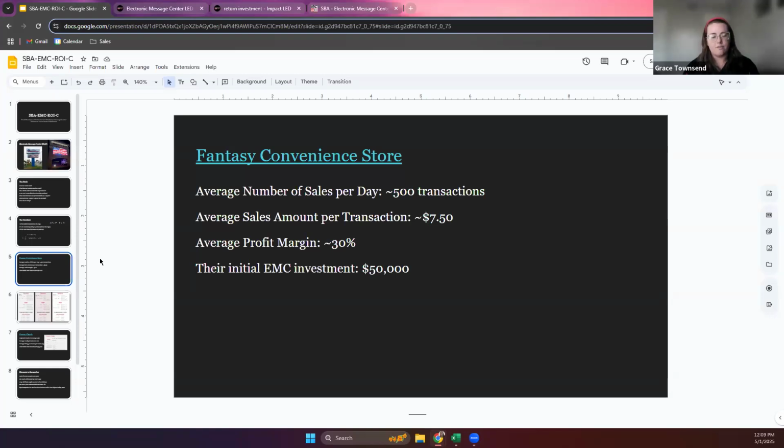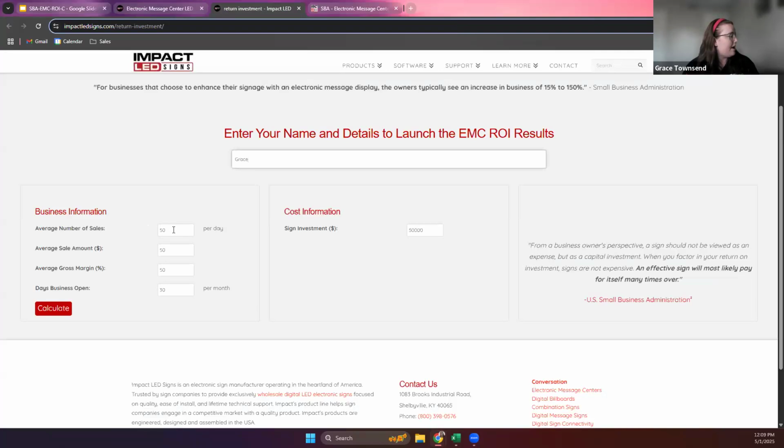That $50,000 covers not only the wholesale cost of the EMC, the dealer's markup, the installation cost, the permitting, everything with the initial purchase of the EMC. $50,000 is a pretty nice sign. So if we jump back over here, average number of sales per day, 500. Average sale amount, $7.50. Average gross margin, 30%. Business is open 30 days a month. The sign investment, $50,000.